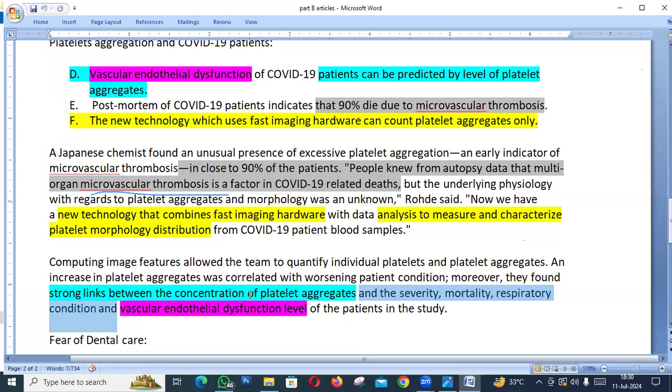Sir, can I say something? Yes, please. Predicted means you will get to know about something, right? Yes. So it doesn't have exactly the same meaning as strong link between the concentration. It's almost similar. You will not find any exact synonyms. We will have similar words.